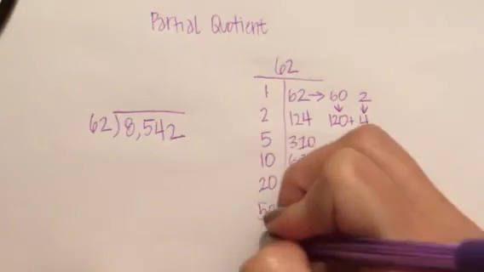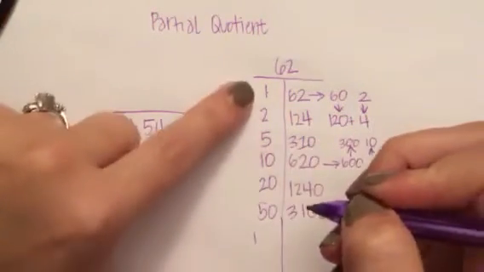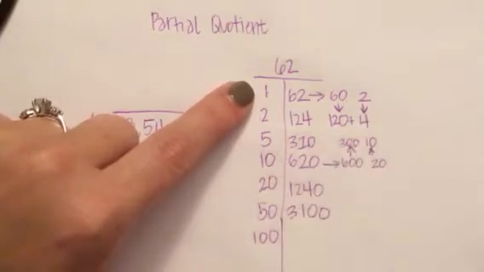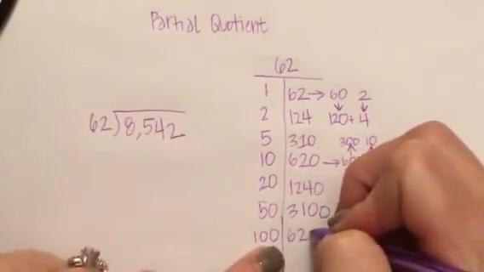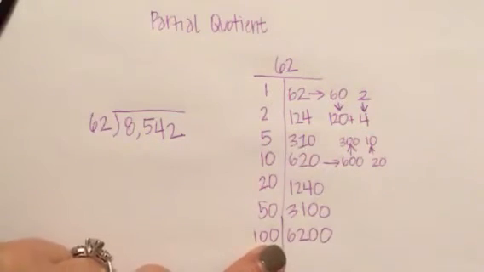Again, I'm still not close. So now I'm going to go to that next level of 1, which is 100. So that would be 62 with now 2 zeros on the end.